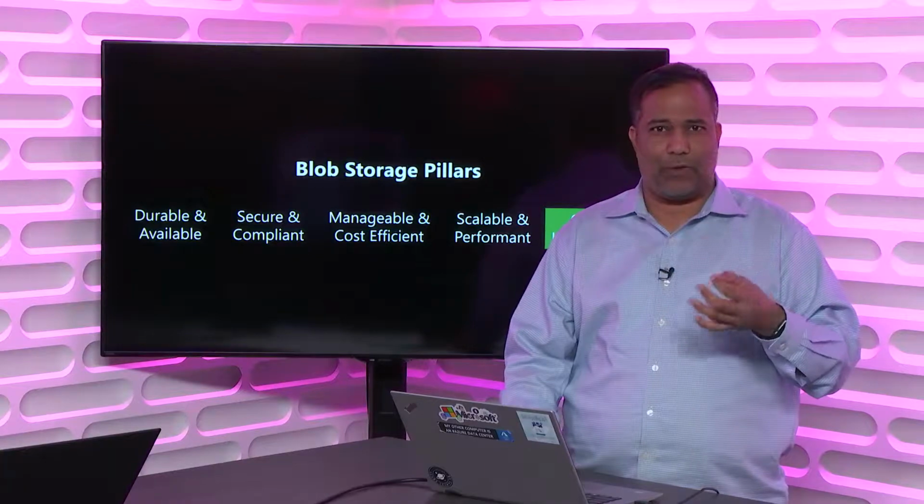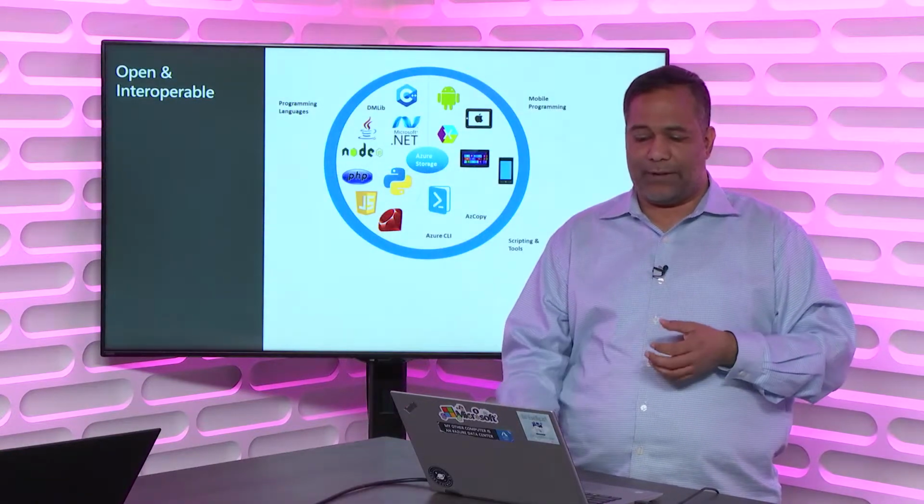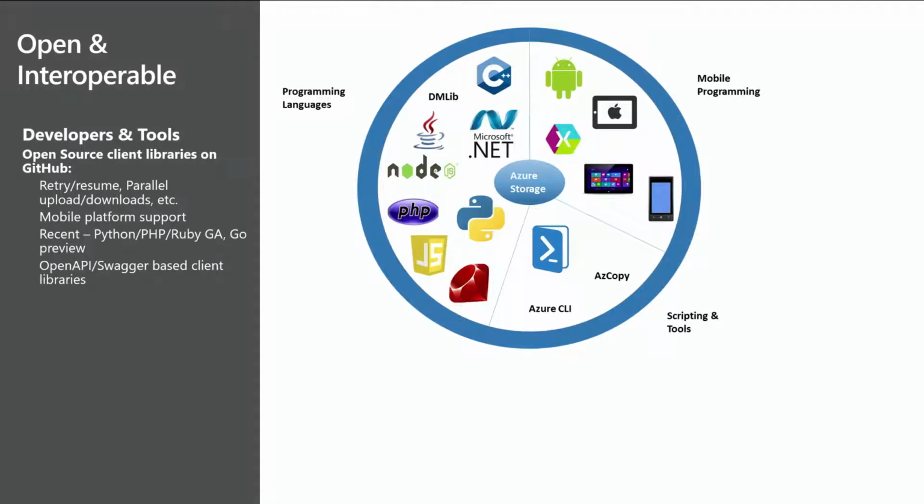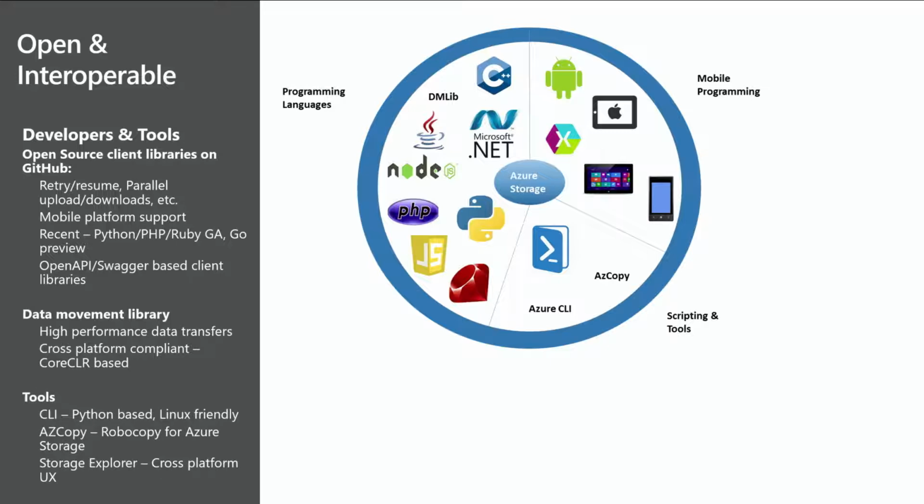So let's quickly run through open and interoperability as well and what we're doing there. As you all know, all of our client libraries are open source. They're available on GitHub. One of the things we've been doing is rewriting or re-architecting some of those SDKs based on an open API and Swagger architecture. We also have a data movement library that is core CLR based. You can use it on different platforms. And we have a number of different tools, from PowerShell tooling, tools like AZ Copy and Storage Explorer, to a command line interface that runs really well on Linux and Mac OS as well.